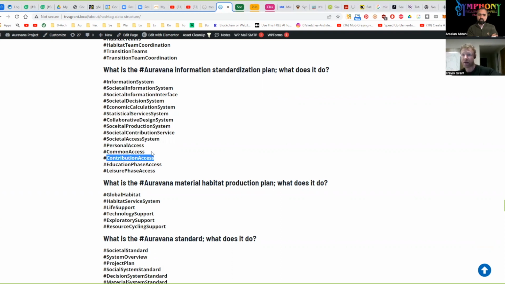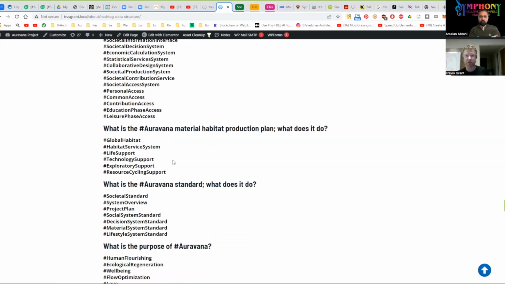Right now you have state access, and then you have all these individual businesses. In community, you have unified access, you have contribution access. And then the two other phases of life, because contribution is also a phase, you have education and leisure phases. So what's the material habitat production plan?